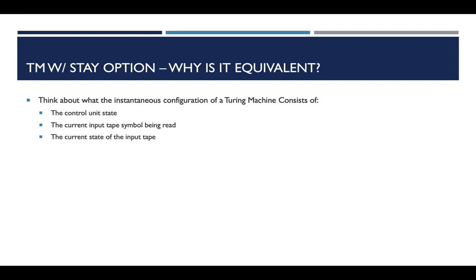notation, and effectively that turnstile notation gives you three different pieces of information. It gives you the state in which the control unit currently sits. It gives you the input tape symbol that's currently being read, so it's the position of the read-write head. And it gives you the state of the input tape at this current time step.